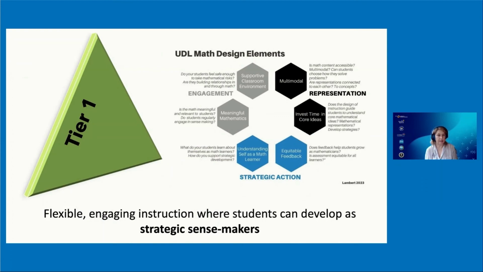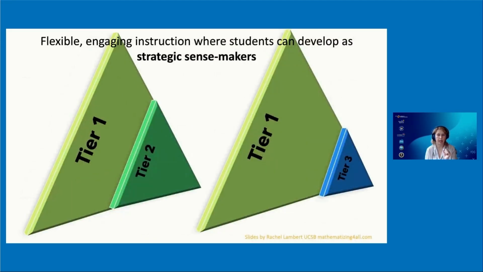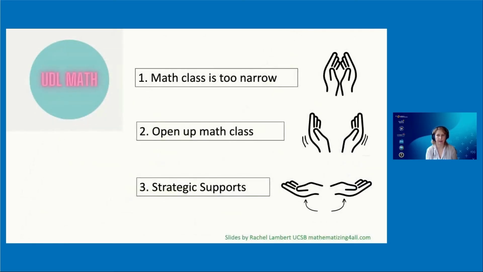This is a way that we can design tier 1 instruction that's flexible and engaging, and where our focus is on an expert learner, where students develop as strategic sense makers. And the last slide just reminds us that when kids are in tier 2 and tier 3, they're still getting tier 1. It's added on, but it does not replace it. They get both things. And I see tier 2 and tier 3 also as flexible, engaging instruction that we design so that students continue to develop as strategic sense makers. So this reminds us of where we began.